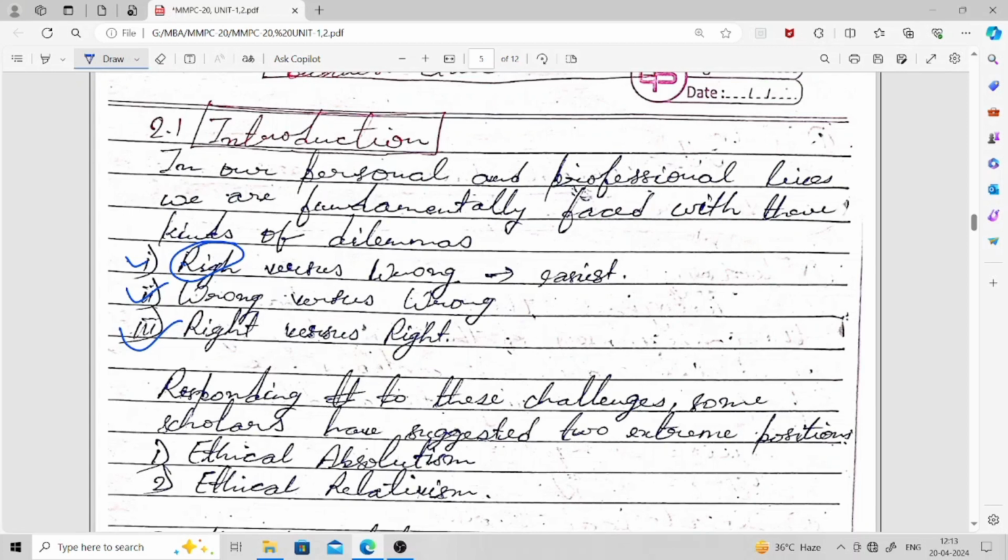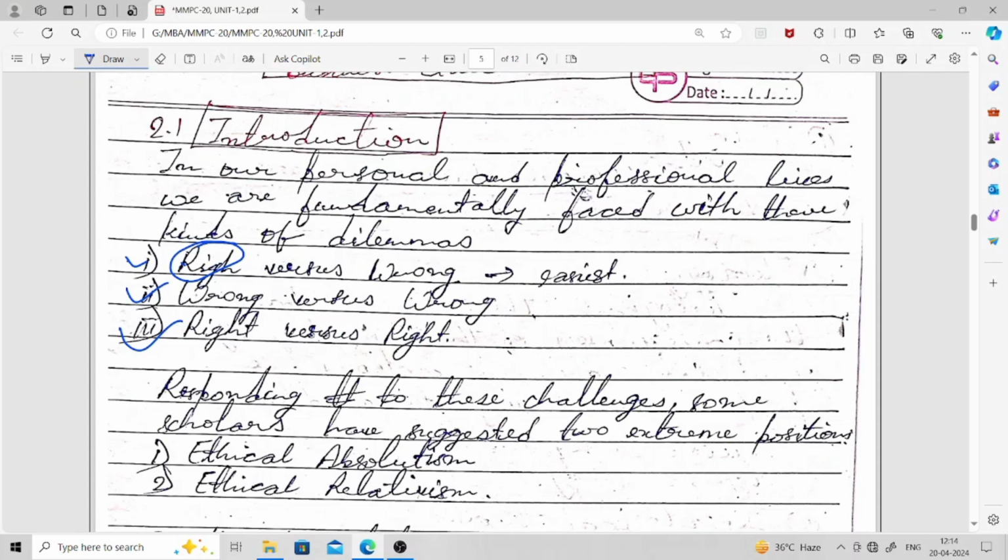So wrong versus right is okay. The right one we can select directly. But the problem arises when both decisions are wrong, or both decisions are right. That kind of issue we are going to cover in this session: how we can take better decisions. Responding to these challenges, some scholars have suggested two extreme positions.